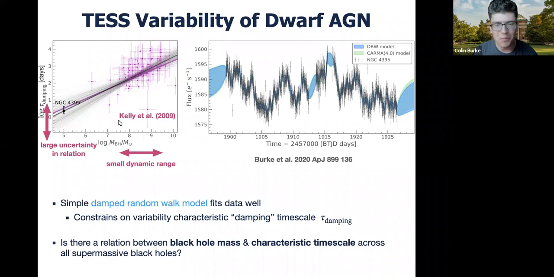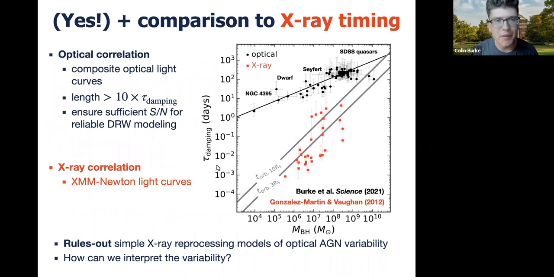So our next step was, can we actually redo this analysis and fill in the gaps on this tau mass relation to prove that there is a relation, or maybe indeed we find that there wasn't. So is there a correlation between the black hole mass and the damping timescale? And does that correlation hold across the full range of supermassive black hole masses? And turns out the answer is yes. So this is our work that I led, which was published last year in Science.